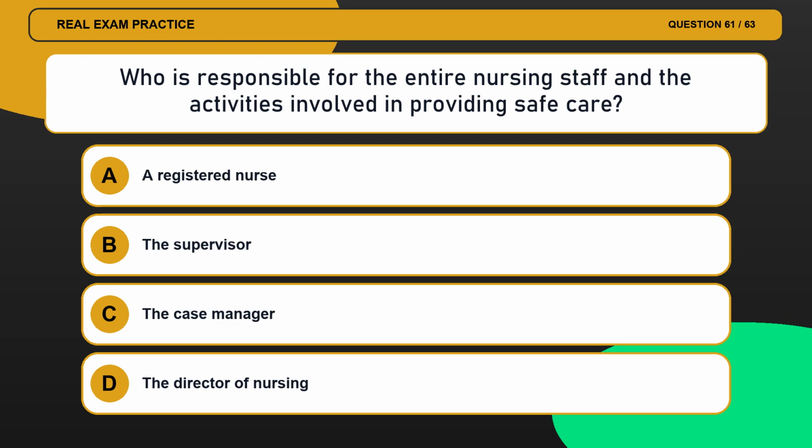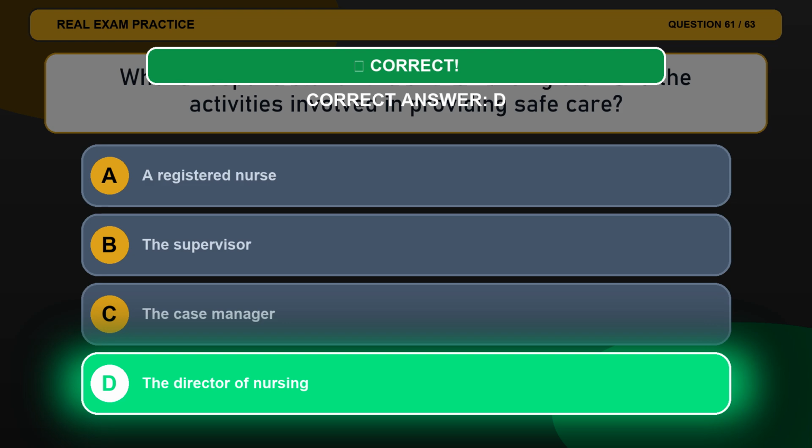Question 61. Who is responsible for the entire nursing staff and the activities involved in providing safe care? Option A, a registered nurse. Option B, the supervisor. Option C, the case manager. Option D, the director of nursing. The correct answer is option D, the director of nursing.